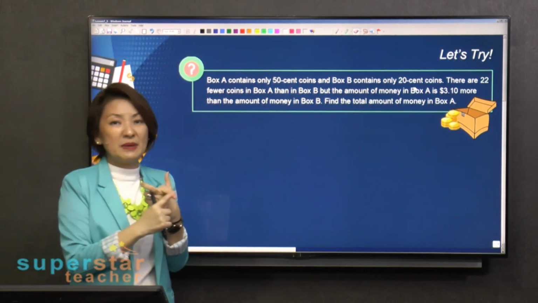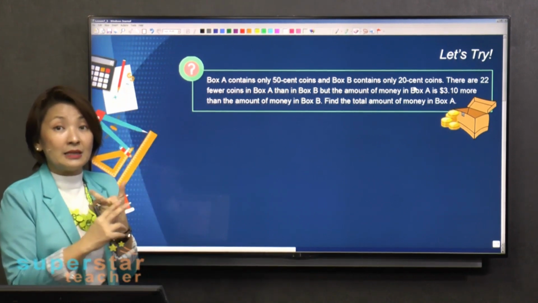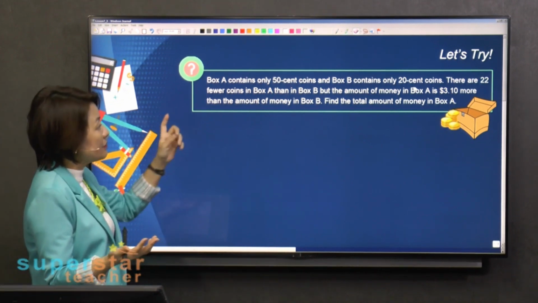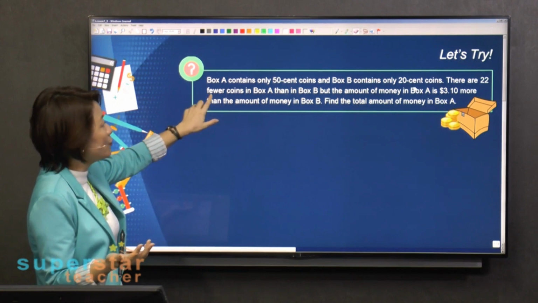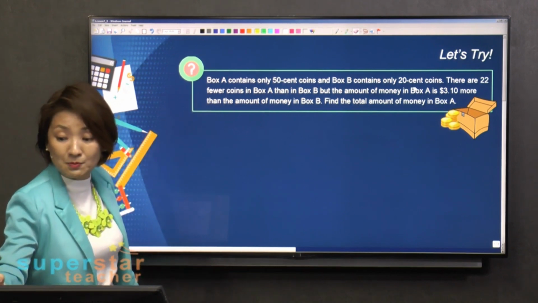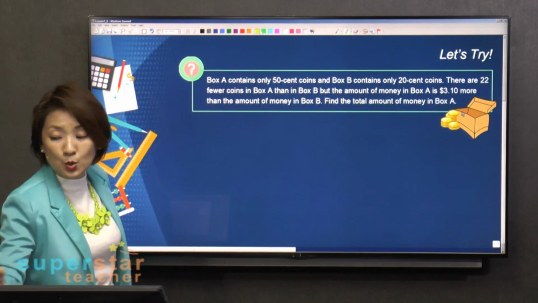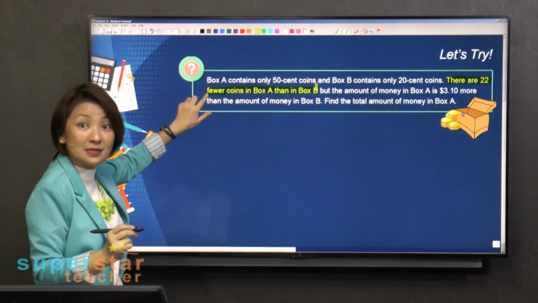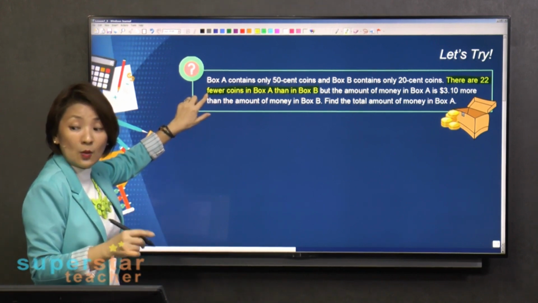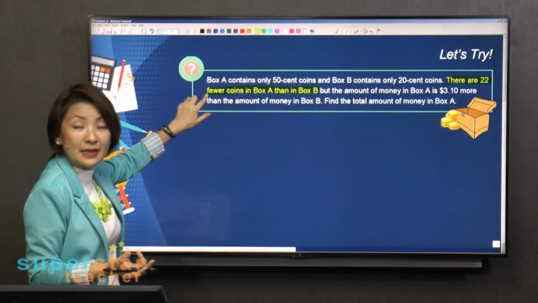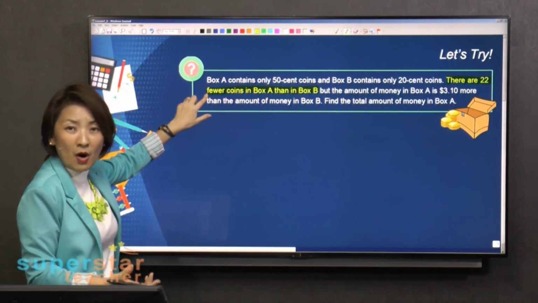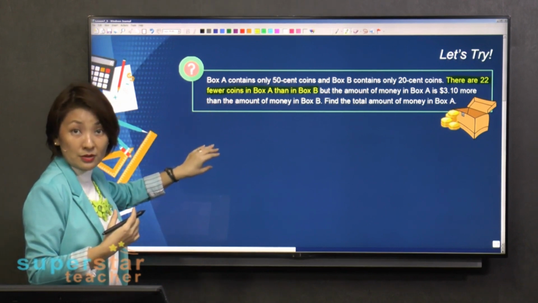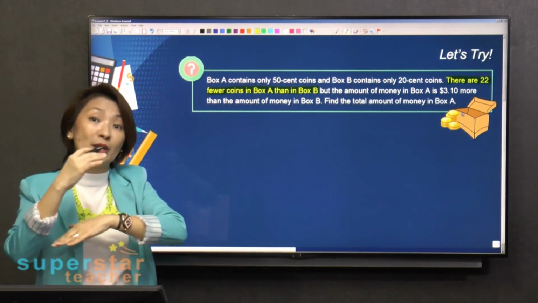So maybe I will not try guess and check, but then I want to look at other things. What other clues are there? If I read, I will know that there are 22 fewer coins in box A than in box B. So this refers to the number, right? And the word fewer tells me that it is a comparison. When you see 22 fewer, 2 times as many, 3 times more than, these kinds of questions, you know that you're drawing a comparison model. Comparison model means one above, one below, and you make a comparison.